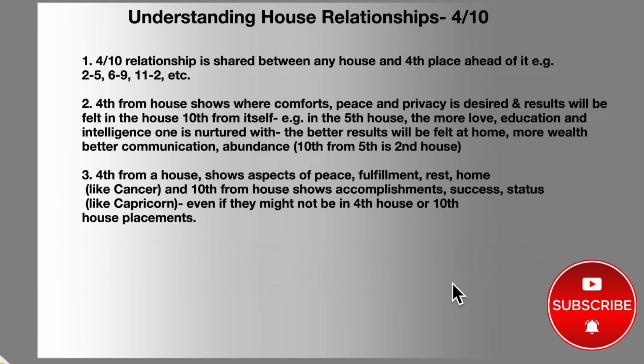For example, the 4-10 relationship is shared between any house and the house fourth place ahead of it. That means the houses 2 and 5, for example. The second house and the fifth house share a 4-10 relationship, because fourth from the second house is the fifth house, and 10th from the fifth house, counting counterclockwise, is back to the second house. It's the interrelationship play between two houses, really speaking.